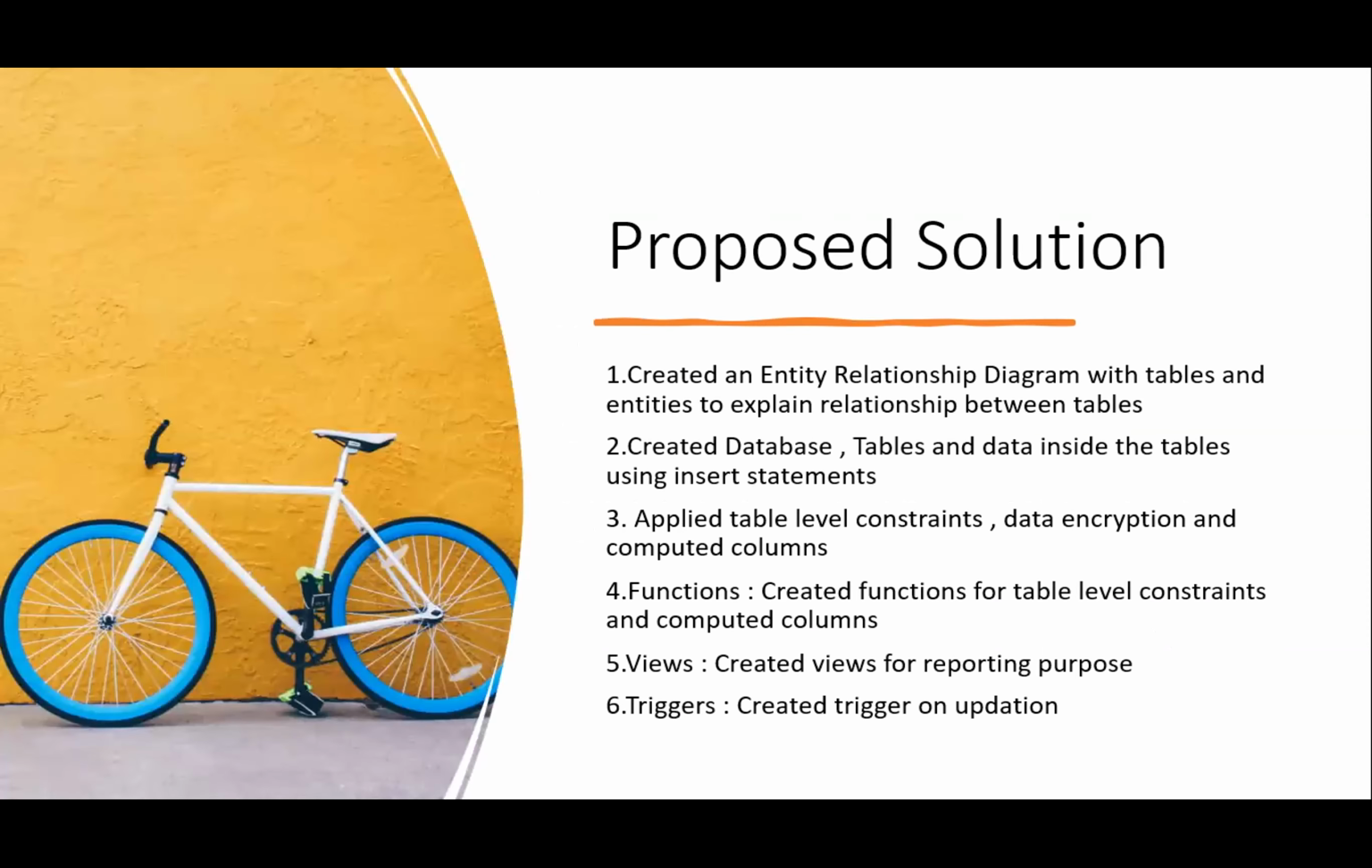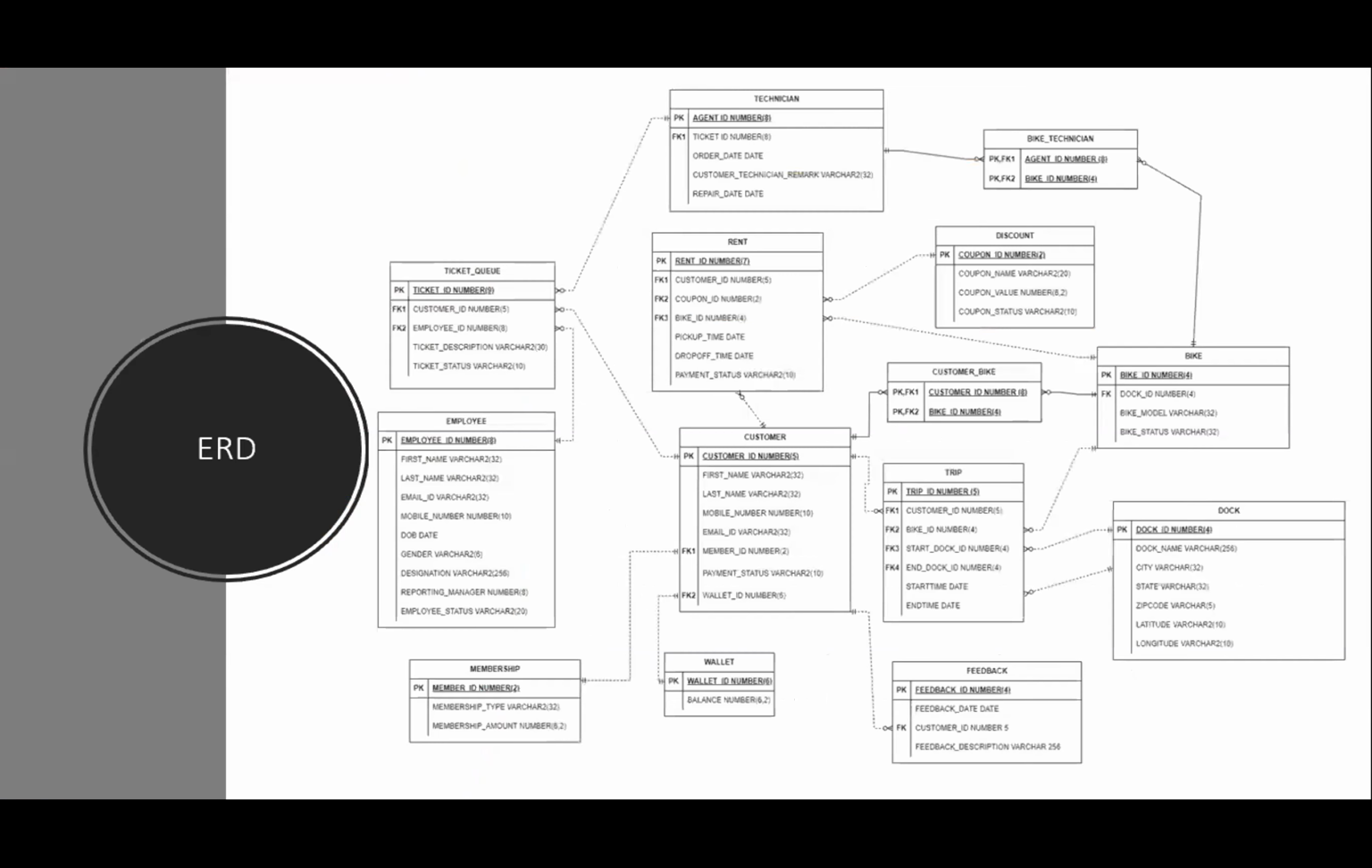Moving on to the proposed solution by Abhishek. So the proposed solution is that we've created an entity relationship diagram with tables and entities to explain the relationship between all the tables. We've created the database and tables using DDL statements and inserted data into the tables. We've applied table level constraints, data encryption, and computed columns to check the tables and the database. Along with that, we've implemented functions, views, and triggers in our database as well.